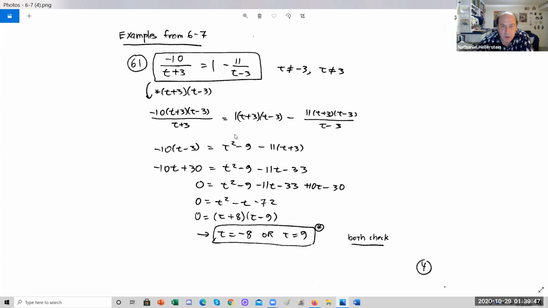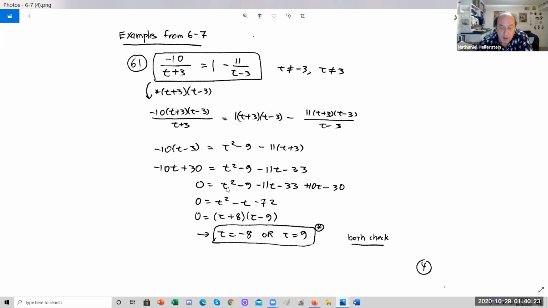The t plus 3's cancel here, the t minus 3's cancel here: negative 10 times (t minus 3), 11 times (t plus 3). Sum times difference is a difference of squares, t squared minus 9. Okay, expand this out. Negative 10t plus 30 equals t squared minus 9. Multiply this out. Minus 11t minus 33. Add 10t and subtract 30 from both sides. 0 equals t squared minus 9 minus 11t minus 33 plus 10t minus 30.